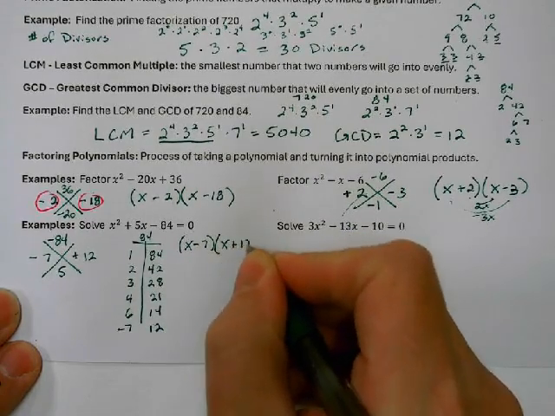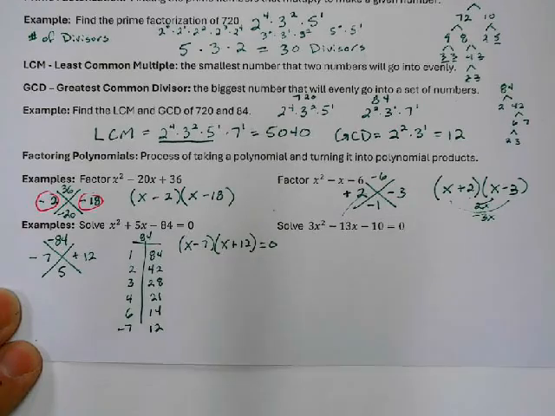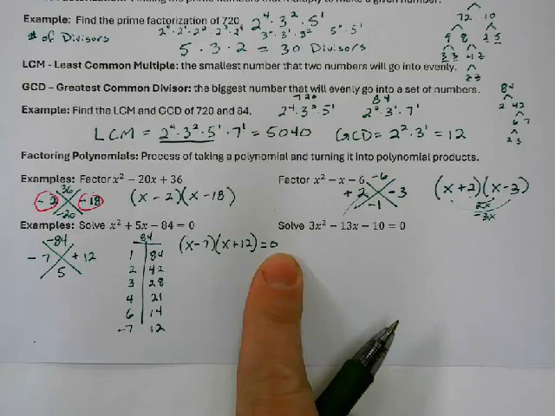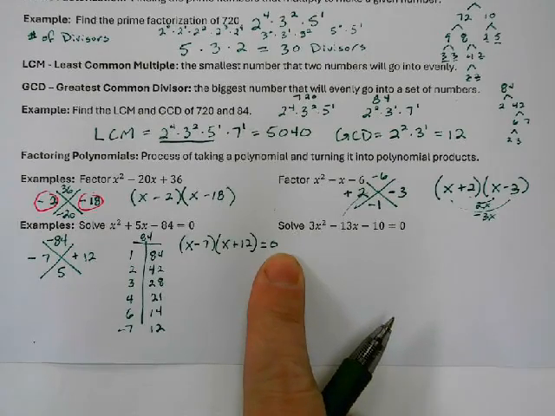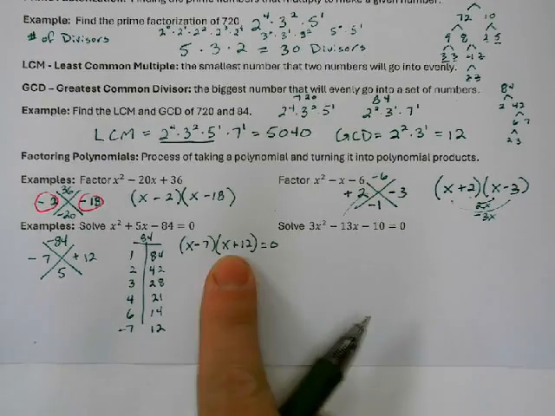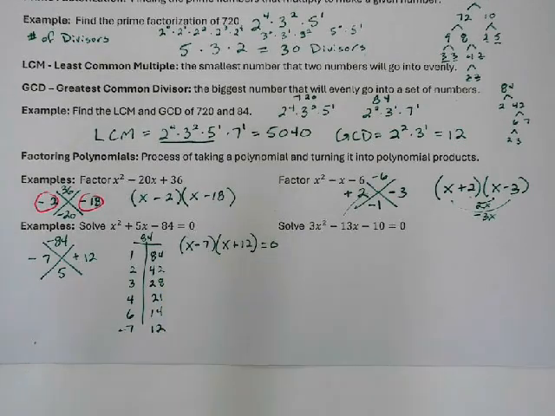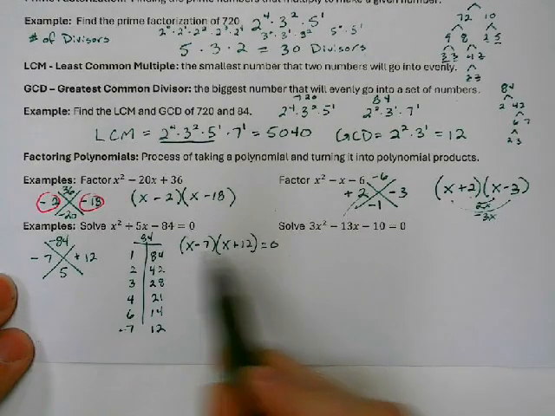Now these two things are multiplied together and they equal 0. That means one of those has to be 0 because 0 times a number is 0 or a number times 0 is 0. This is called the principle of zero products. Because if you're multiplying two things and they equal 0, one of these two things has to be 0.